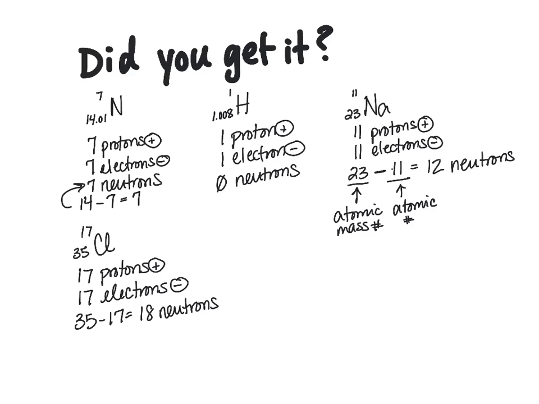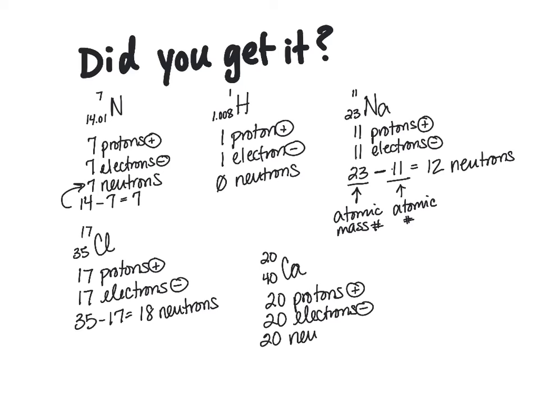If we look at calcium, calcium has an atomic number of 20, and we'll round off the atomic mass number to 40. So from these numbers, we know that calcium has 20 protons, 20 electrons, and 20 neutrons, which we get from taking 40 minus 20.